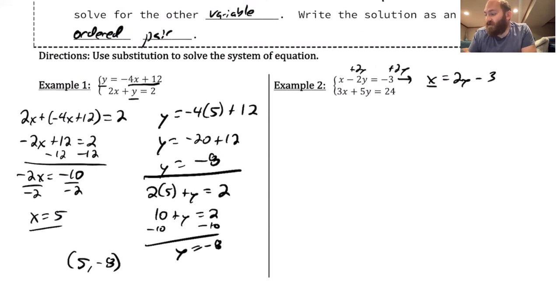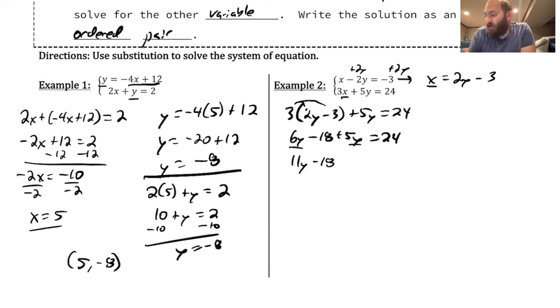From there, this x is going to match up to that x, so I could swap that out. So that's going to look like this: 3 times (2y minus 3) plus 5y equals 24. Now I have one equation with just one variable, so I can solve this by my normal methods. I'll distribute the 3 to get 6y minus 18 plus 5y equals 24. 6y and 5y go together as 11y minus 18 equals 24. Add 18 to both sides. So 11y is equal to 42.